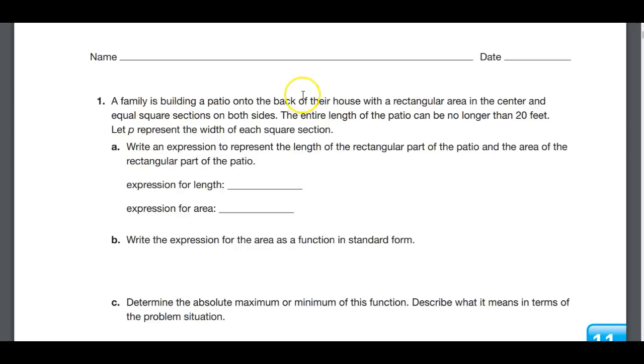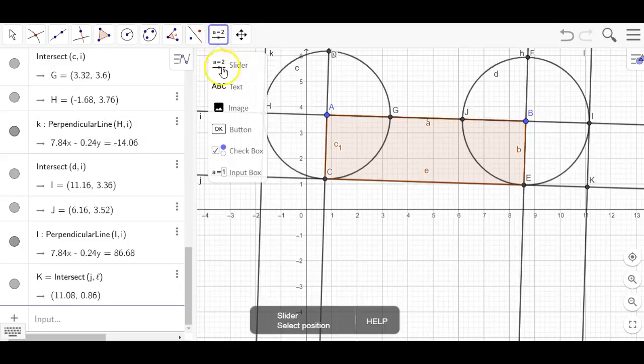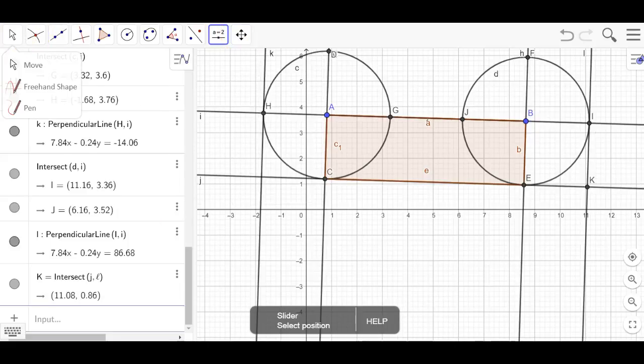Okay? It says they're building a patio on the back of the house, a rectangular area in the center and equal square sections on both sides. The entire length of the patio can be no longer than 20 feet. So the patio goes onto the back, with a rectangular area in the center and equal square sections on both sides. So the entire length can be no more than 20. And P is the width of each square. So if this is P and that is P, so let me write. I think I can write with this.